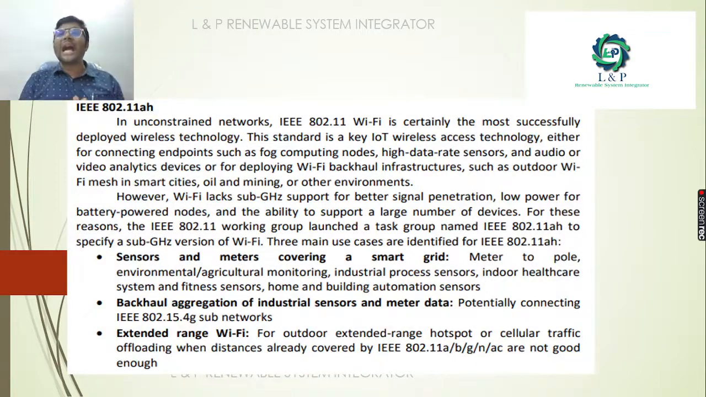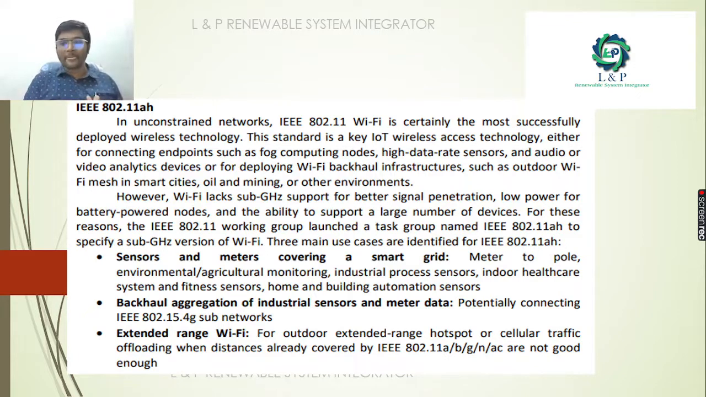If we get into IEEE 802.11ah, it is nothing but an advancement of IEEE 802.11 Wi-Fi. Why do we want to make an advancement over Wi-Fi? Because nowadays we have so many sensors and meters in smart grids. In order to establish communication with these sensors and meters in the smart grid, we need a protocol which is an advancement over Wi-Fi, that is IEEE 802.11ah.